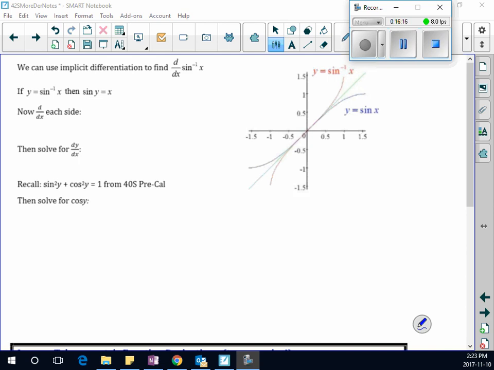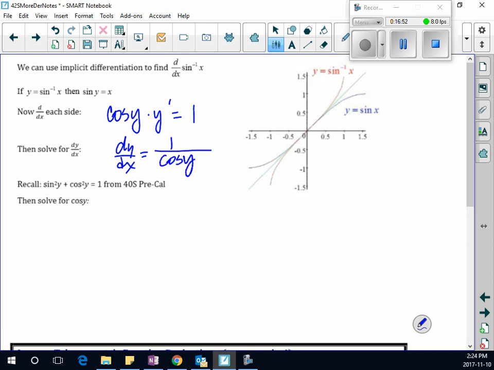So now we're going to take d/dx of both sides. What's the derivative of sine of y? Cos of y times y prime. What's the derivative of x? 1. So then what? This is an easy solve. What is dy/dx equal to then? Try it again. I'm solving for this y prime here. Yes, 1 over cos of y.